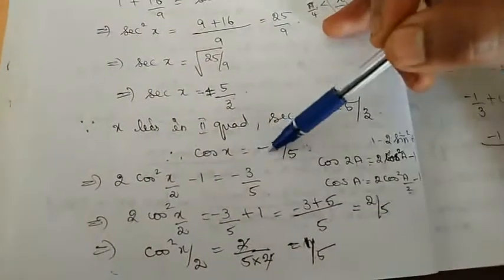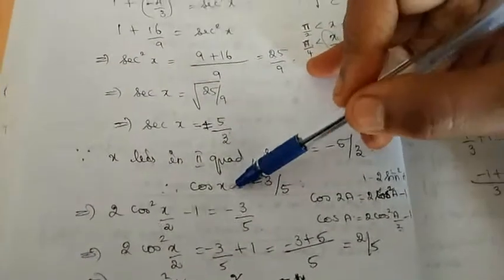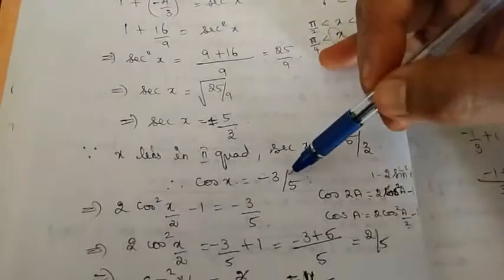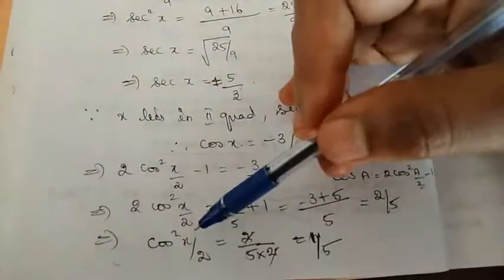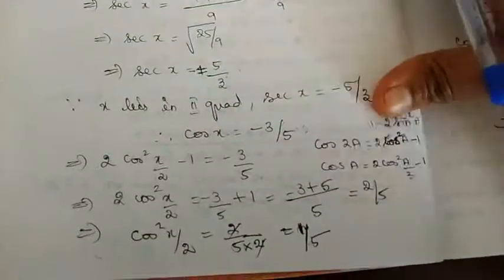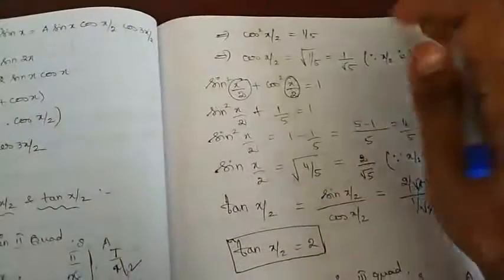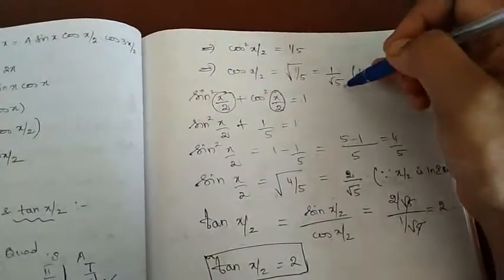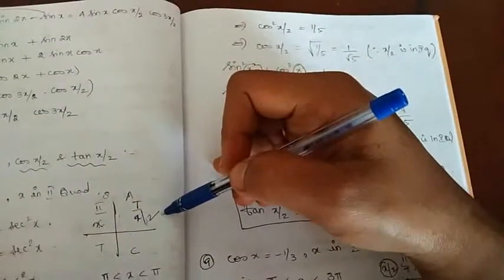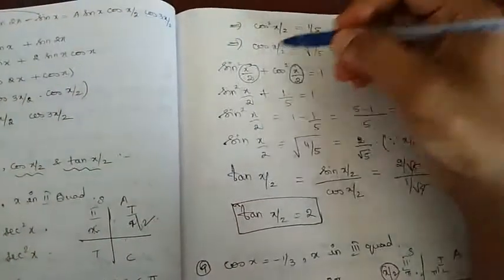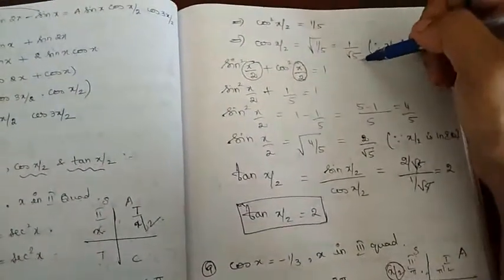5. Hope you got it why it is minus here. Because x lies in the second quadrant, that's why it is minus, right? Then if we simplify for cos x by 2, we got square root of 1 by 5. Now x by 2 lies in the first quadrant, all trigonometric ratios are positive, therefore cos x by 2 will become 1 by root 5.